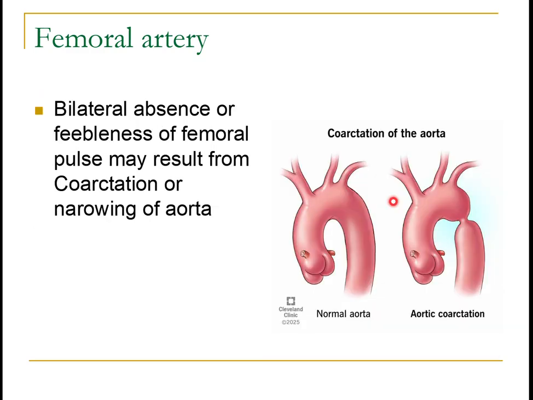The bilateral absence or feebleness of femoral pulse can result from coarctation of aorta. So this is the normal aorta and here you can see there is a narrowing of the aorta, which is called coarctation of aorta. So in this case, there will be bilateral absence or feebleness of the femoral pulse.